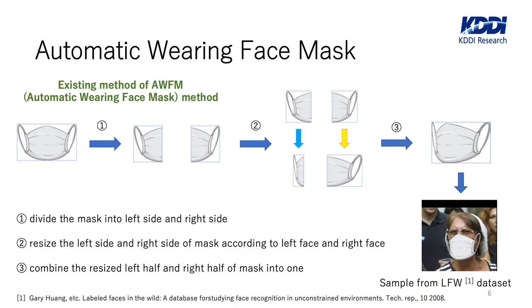Step 1. Divide the mask into left side and right side. Step 2. Resize the left half and right half of the mask according to the person's left face and right face. Step 3. Combine the resized left half and right half of the mask again into one, and then paste it to the person's face.